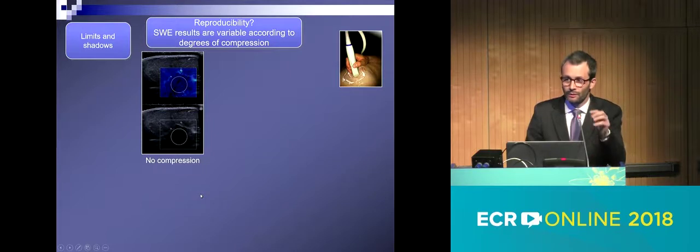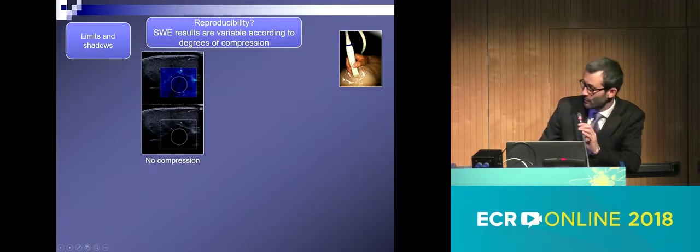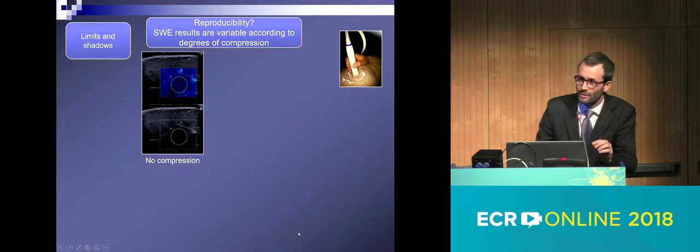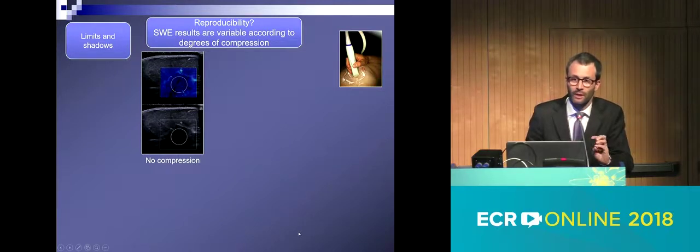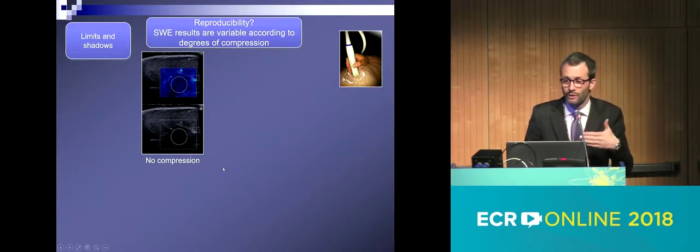Another limitation, and sorry for the researchers, but in real clinical practice, sometimes things are a little bit different than in a laboratory. And we observed that, according to clinical conditions, the result could be variable. In particular, according to the degree of manual compression you apply on the breast. You know that when you do breast ultrasound, you just apply a slight compression on the breast in order to get a correct B-mode image.